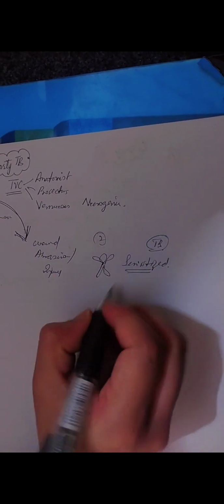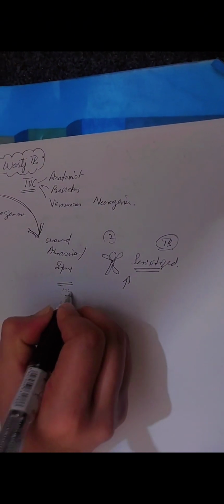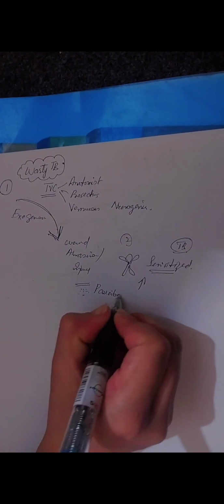Now the second important thing is about the person. That person is always sensitized to the TB. Therefore, since the person is sensitized, the immunity will be high. So very few bacteria will be able to get into this wound or injury. So it will always be paucibacillary. It occurs in a wart-like extension.